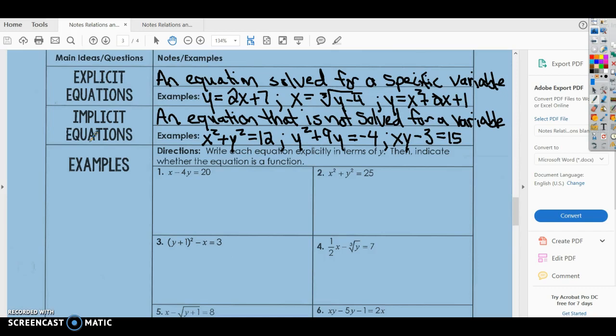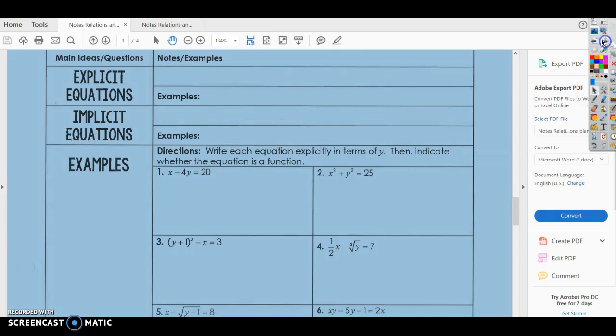Okay, so some examples. Write an equation explicitly, meaning variable on one side, in terms of y. So we basically want to solve each equation for y. Then indicate whether the equation is a function. Again, in the last set of notes, we talked about what it means to be a function. So it either has to have all unique x's or it has to pass the vertical line test.